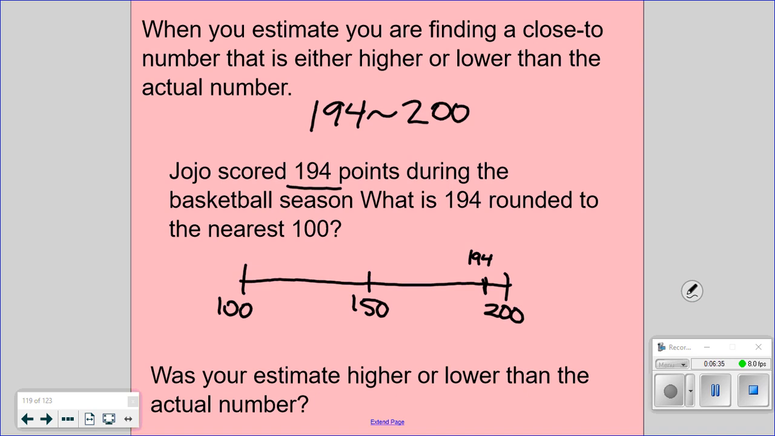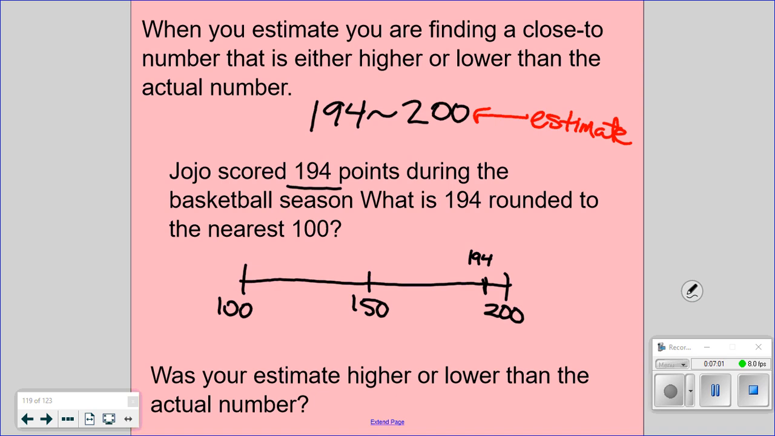Which of those numbers is the estimate? Elena? 200. 200 is your estimate. Draw an arrow to that. That number is called our estimate. That is our close to number.